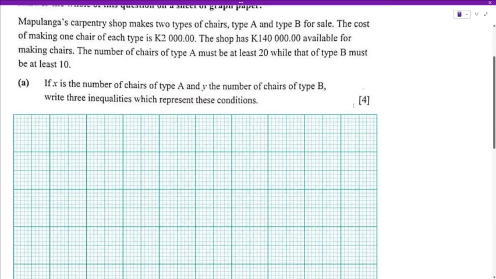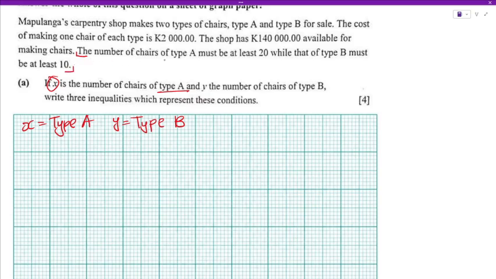The first thing, we're going to determine what X represents and what Y represents. I've been told to say X represents the number of type A chairs, so X is equal to type A, and then Y automatically will be type B. We now go back to the question to come up with the inequalities. We'll first start with the simple ones. According to the information we have, we're going to start seeing the inequalities from somewhere here, up to somewhere there.